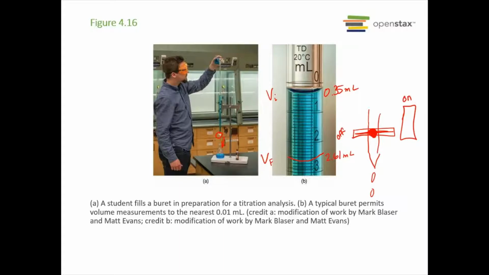When you're filling up a burette, you see he's got the funnel in there, slowly pouring in the titrant. It doesn't always go perfect, and you're like, you know what, it's close enough to 0. It doesn't matter anyway. All we care about is the actual amount dispensed. So the volume here would be 2.61 minus 0.35, so 2.26 milliliters was how much we actually titrated.